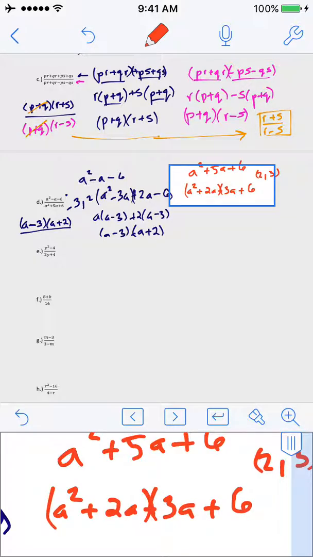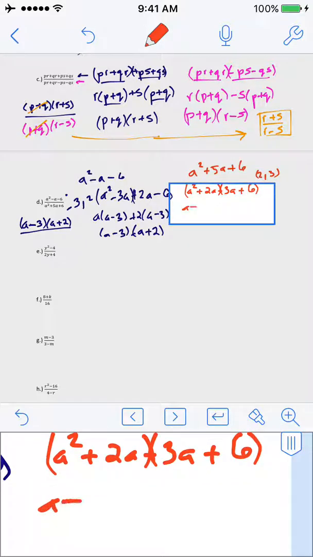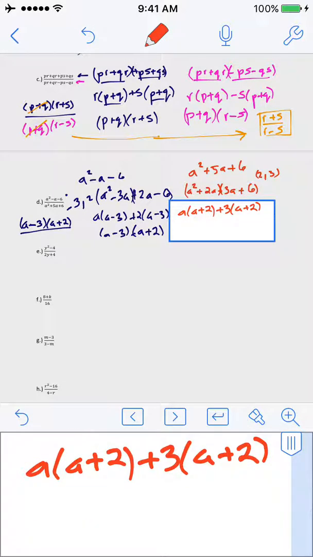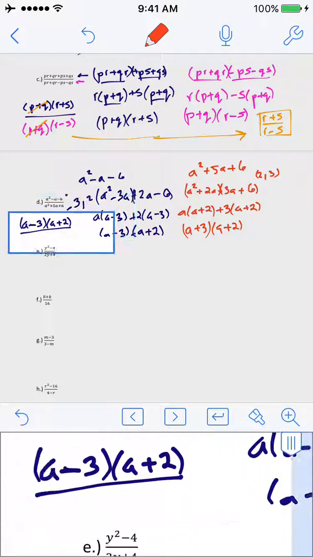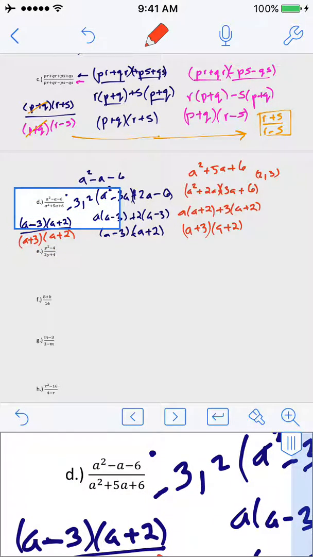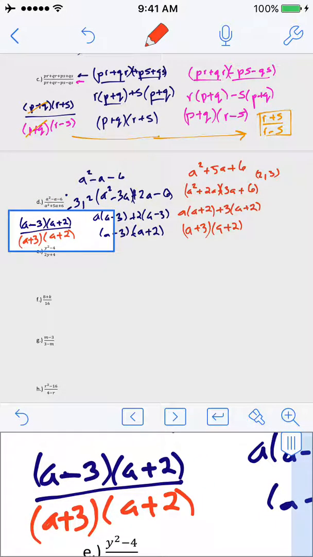Factor by grouping. What's left over is a plus, oops, I'm so sorry. When I take out an a, I'm left with a plus 2. Here I take out a positive 3, I'm left with a plus 2. And I get a plus 3 times a plus 2. So my new denominator would be a plus 3 times a plus 2. That looks much more workable for canceling, right? This, not so much, not so easy to cancel. This one, though, definitely easy to cancel because I can see a plus 2 cancels with a plus 2.